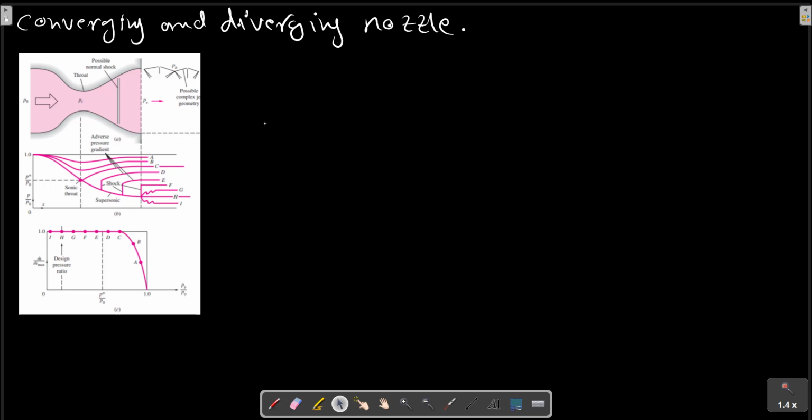Now consider the converging and diverging nozzle sketched here. We have a diverging area and a converging area here, and maybe a possible normal shock here.